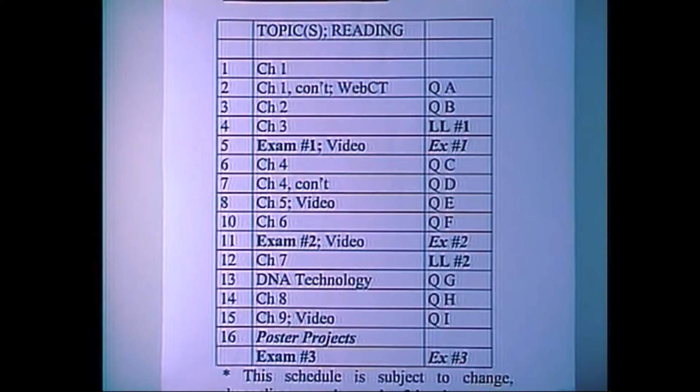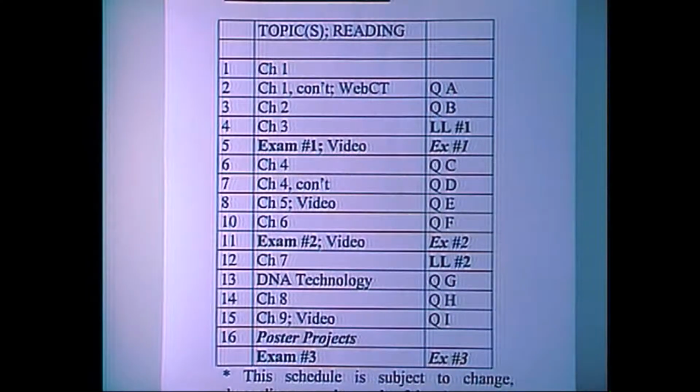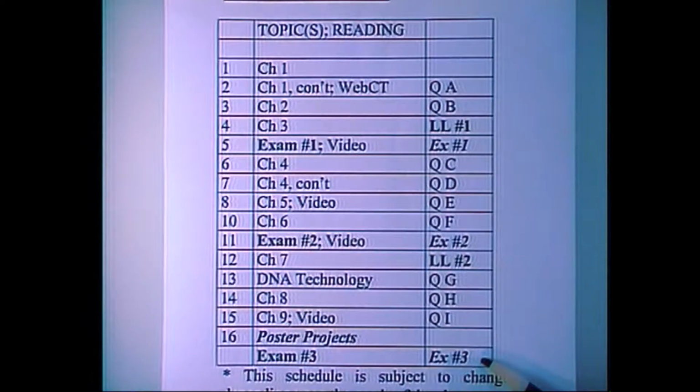Now, if we can go back to the Elmo, we'll show the course schedule a little bit, okay? And so what we'll show is that generally in about the 5th week, we'll have your first exam. And your first exam will comprise chapters 1 through chapter 3, okay? Your second exam will be about in the 11th week of the course, and it'll cover chapters 4 through chapter 6. And the last exam, which is the 3rd exam here, okay, will be during finals week, all right?